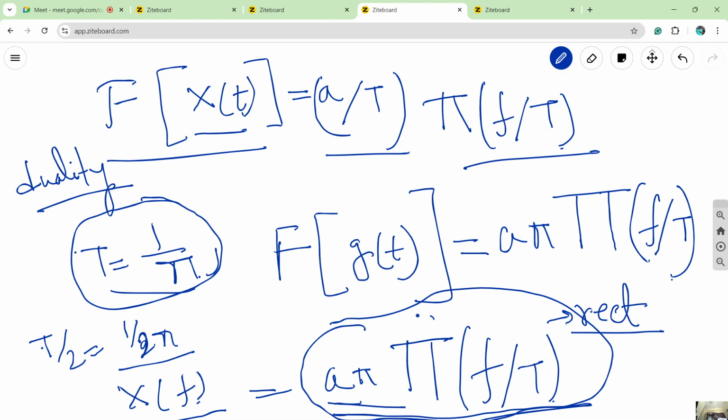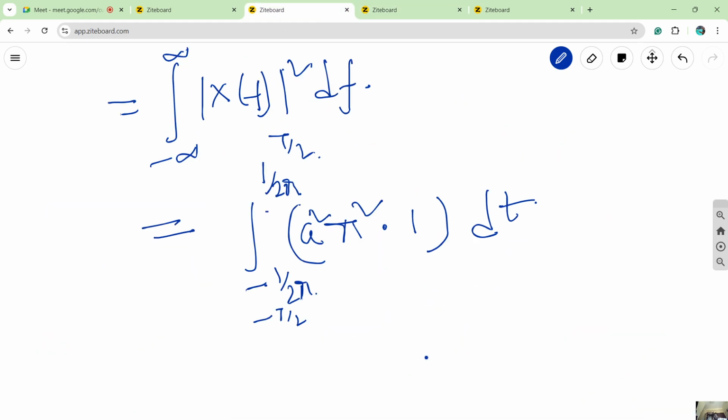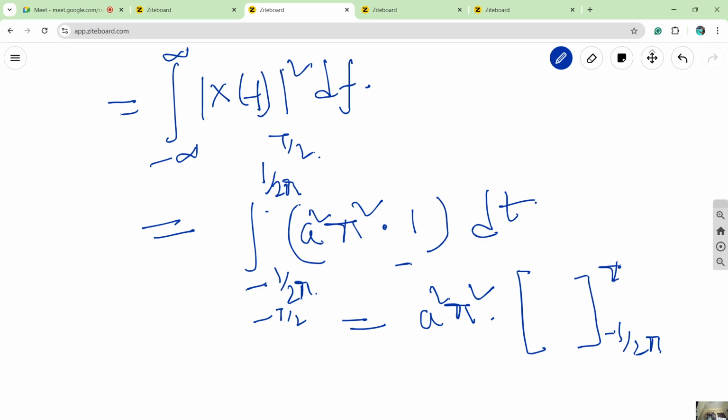Because if we take this function, it has a magnitude of a pi, and what is this rect function? The rect function is 1 for this particular duration, and otherwise it is 0 beyond this duration. So that's why this 1 comes in. So it is equal to a square pi square into t, from minus half pi to half pi. It comes a square pi.